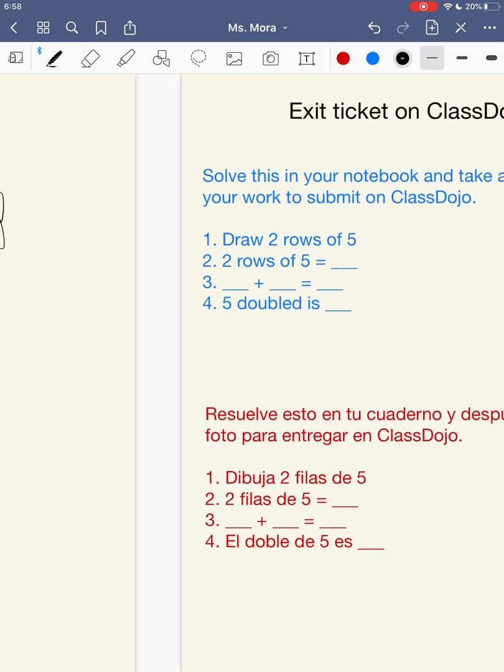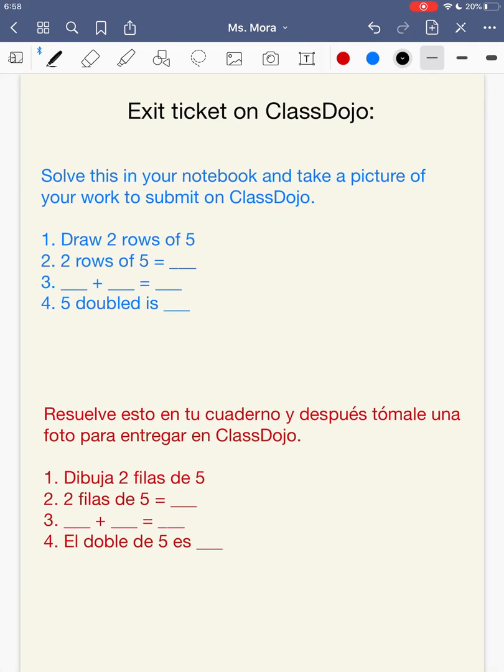Okay guys, so your exit ticket on Class Dojo, you're going to solve this in a notebook or a whiteboard or a sheet of paper, and then take a picture and send it to me, okay guys? So you're going to draw 2 rows of 5 and fill in the blank. 2 rows of 5 equals blank. Write your number sentence, and 5 doubled is it going to be even or is it not even? You gotta look at your array to figure that one out.